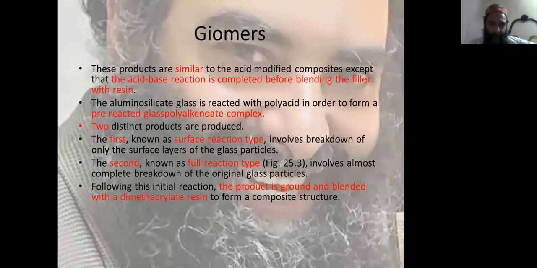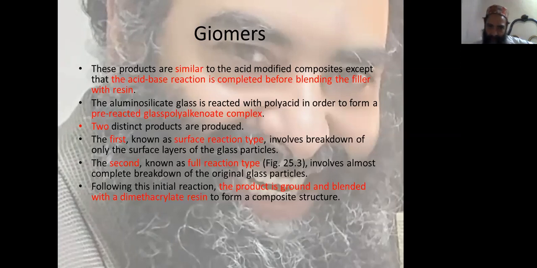Now these giomers are similar to the acid modified composite except that the acid base reaction is completed before blending the filler with the resin. The aluminosilicate glass is reacted with polyacid in order to form a pre-reacted glass polyalkenoate complex. Now, 2 distinct products are produced.